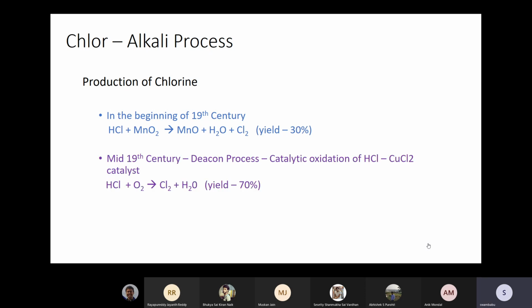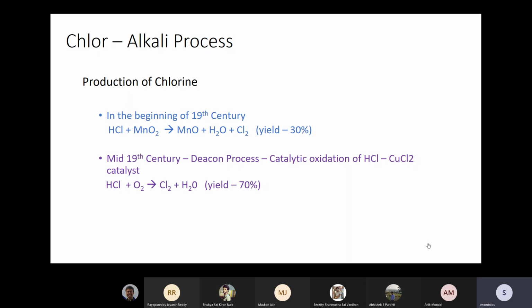In the mid 19th century, the Deacon process, a popular Deacon process, that is catalytic oxidation of HCl to produce chlorine. After invention of this process, it became very popular as the yield is almost doubled. But in this process, we use catalysts.